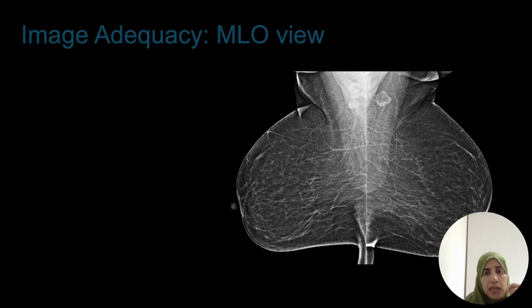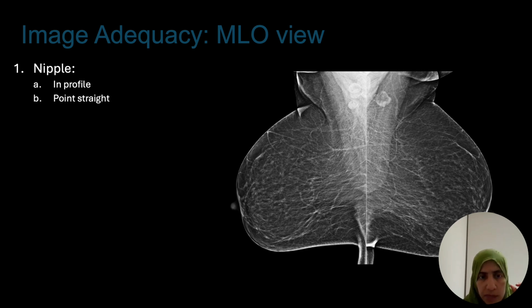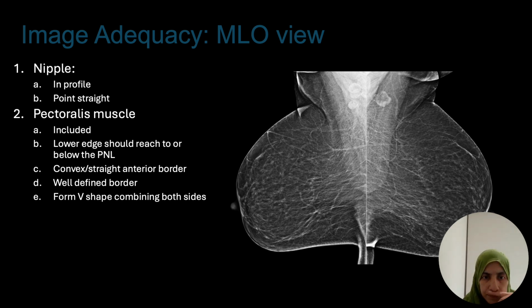So the image quality of the mediolateral oblique view has multiple points that have to be present in that image to call it an adequate image. The nipple has to be in profile like in this image here, and it has to point straight. The pectoralis muscle has to be included, and the lower edge has to be at least at the level of the nipple. It can be concave, it can be straight, that's accepted, and the borders have to be well defined as well. And when you look at the 2 views from both sides, they form a V shape.